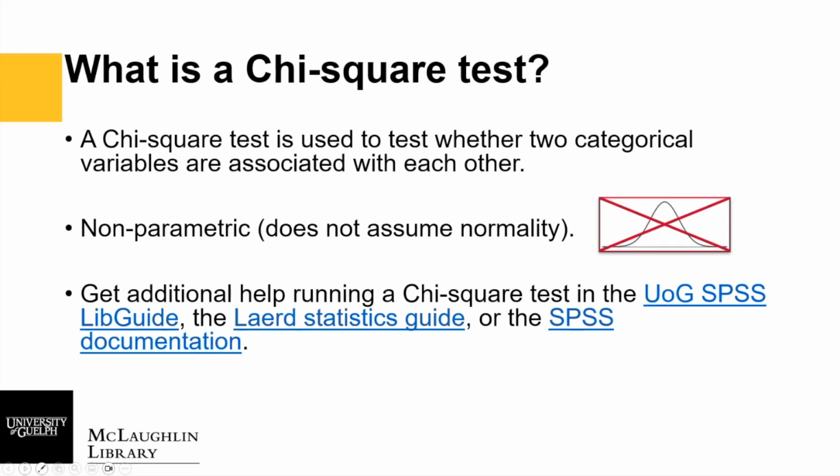So what is a chi-square test? A chi-square test is used to test whether two categorical variables are associated with each other. An important distinction here compared to a lot of the other tests we'll be doing this semester is that you need two categorical variables. And again, categorical like those buckets. You need male, female, non-binary would be a bucket. If you're asking someone's favorite color, blue, green, purple, those would be buckets.